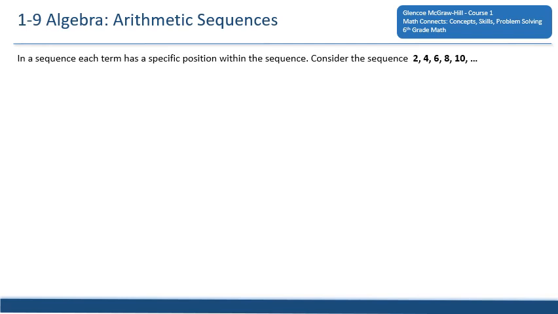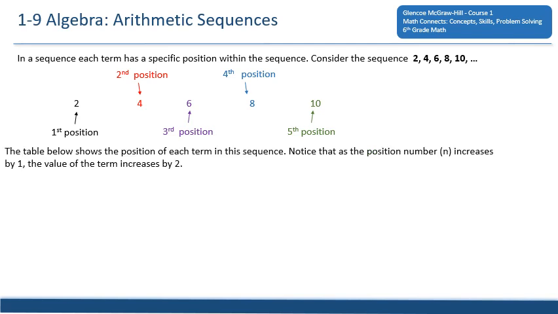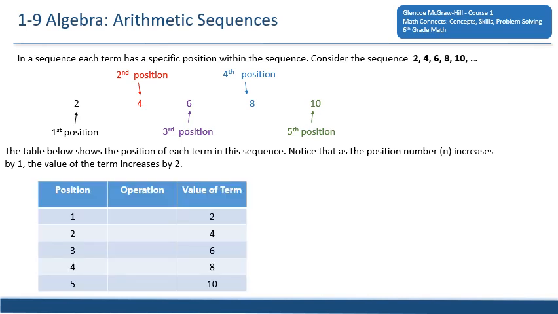In a sequence, each term has a specific position within the sequence. Consider the sequence 2, 4, 6, 8, 10. 2 is in the first position. 4 is in the second position. 6 is in the third position. 8 is in the fourth position. 10 is in the fifth position. The table below shows the position of each term in this sequence. Notice that as the position number n increases by 1, the value of the term increases by 2.